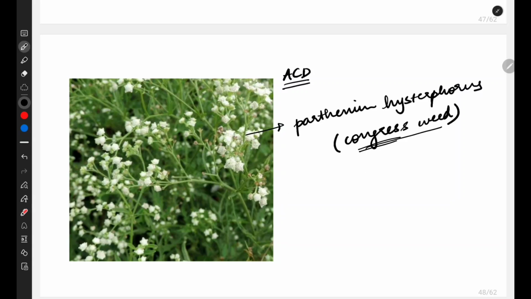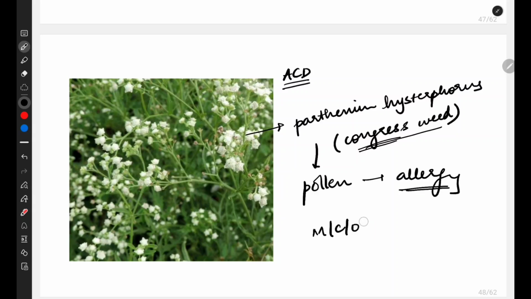So this Parthenium will release pollen. This pollen will cause allergy. You can find these plants on the roadside, and it is the most common cause of phytodermatitis, that is, plants causing dermatitis. It is also called ABCD, airborne contact dermatitis, because the pollens will come through the air and cause allergy.